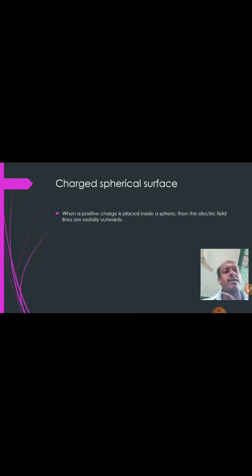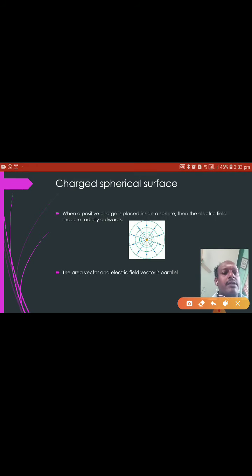Now, the charged spherical surface. Suppose consider the charged spherical surface. We know that for the charged spherical surface, the lines of force are radially outwards. Look at this diagram, radially outwards. So when I am considering radially outwards, the electric field will also be radially outward. Suppose I take any one of the areas over there. This is the important thing: the area vector and also the electric field vector are parallel. For the spherical surface, when they are parallel, the E dA will become maximum.